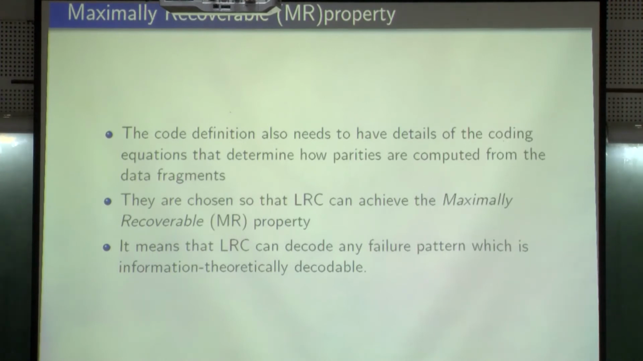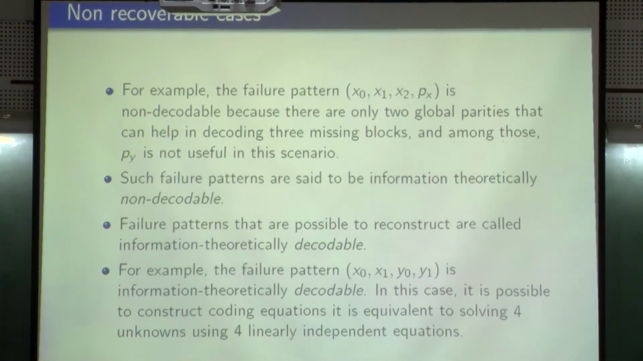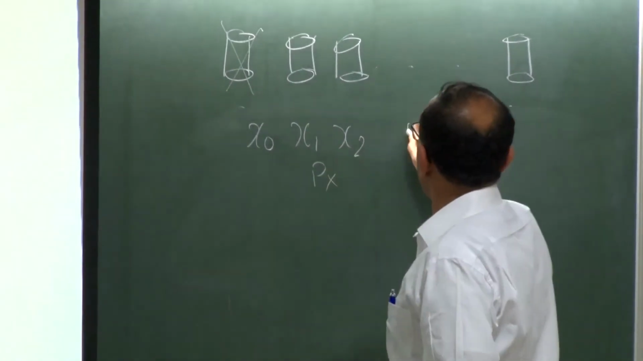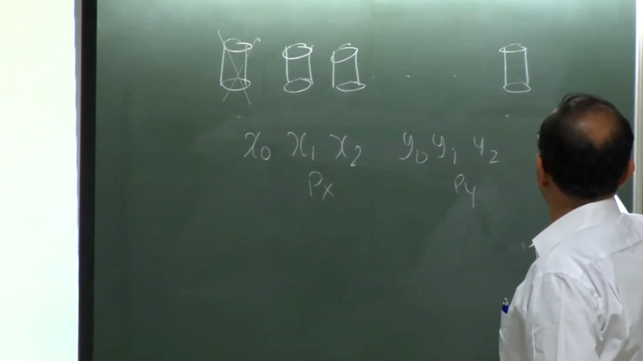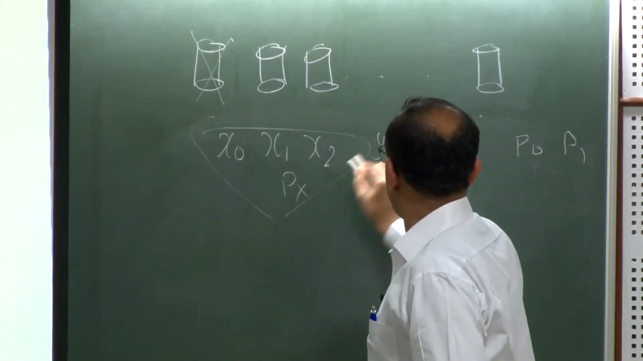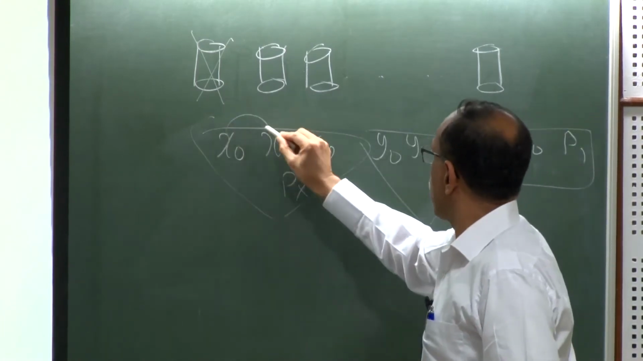Now the code definition also needs to have details of coding equations that determine how parities are computed. Let's see what the maximally recoverable property is. First we have to see the non-recoverable cases. You can represent the code as x0, x1, x2, px, y0, y1, y2, py, and p0, p1. These are the local parities, and this is a global parity. This is how the local parities and global parities look, and all these are related.